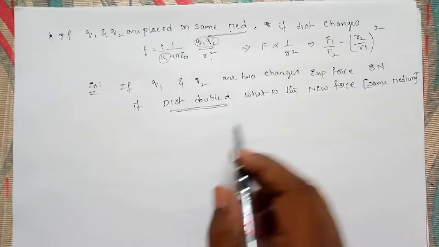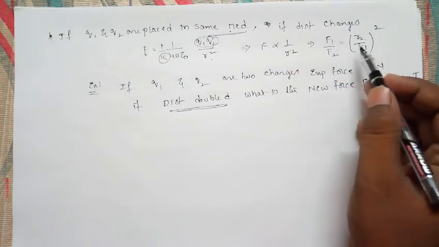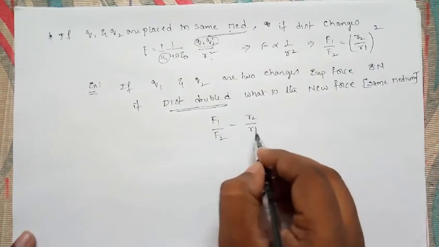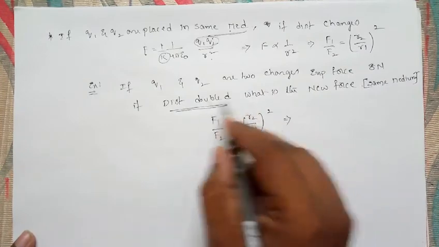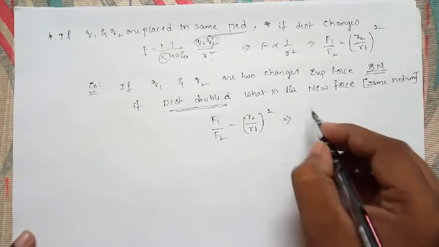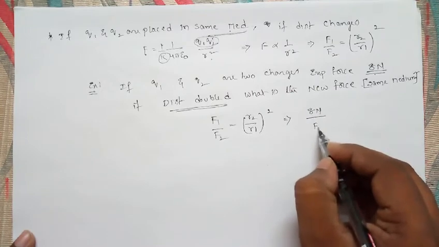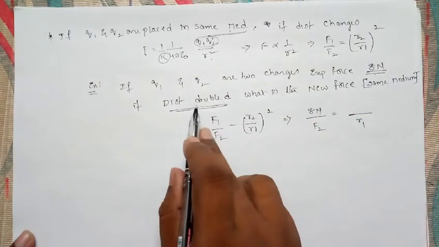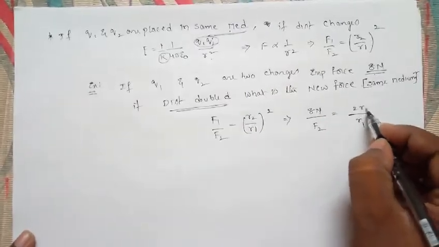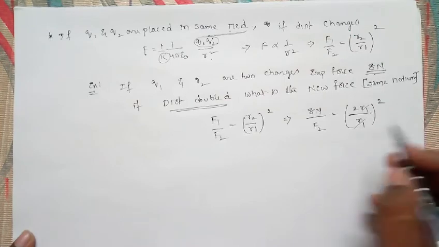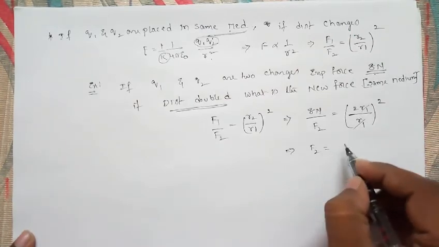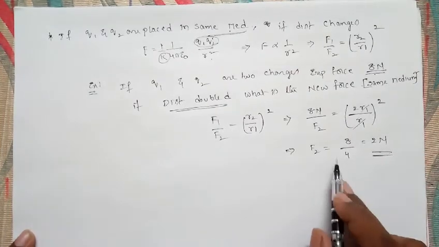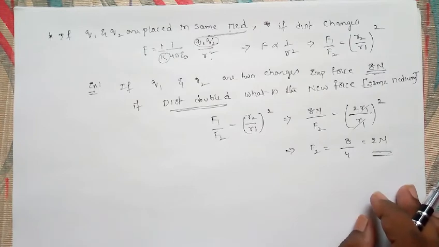Distance double, so you can understand how force and distance are related to each other. Here F1 by F2 equal to R2 by R1 whole square. F1 is initially 8 newtons, so 8 newtons by F2, and R1 and R2: they make the distance double, so R2 is 2 R1 whole square. Then these two cancel, and F2 equals 8 by 2 square, that is 8 by 4, which is 2 newtons. So the new force is 2 newtons.